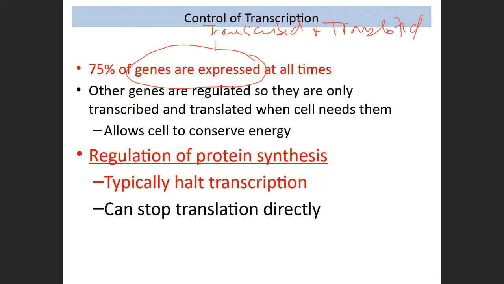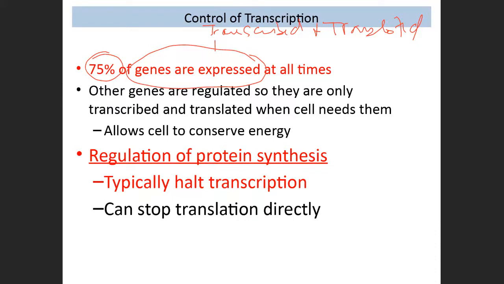So what this is saying is, at least in prokaryotic cells, most of the genes are being expressed at all times, which makes sense because prokaryotes have very small genomes. So they don't have much room for useless genes. However, when it comes time to regulating, saying we're not going to express this gene, that regulation occurs at the transcription level, not at the translation level.